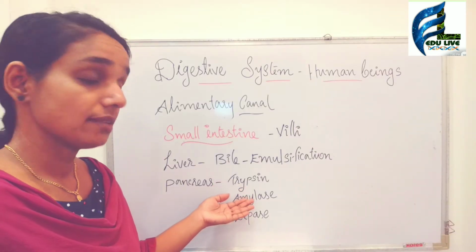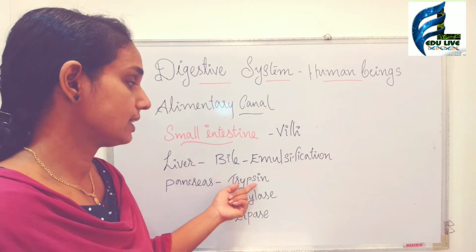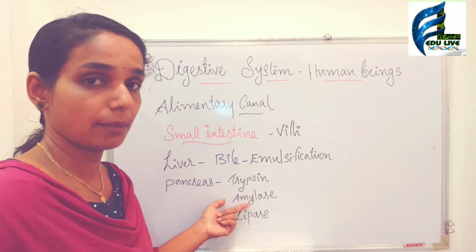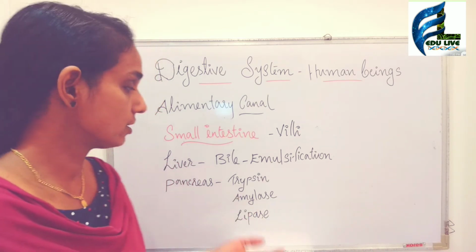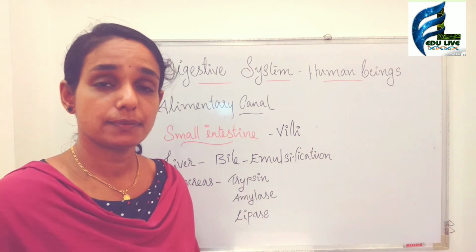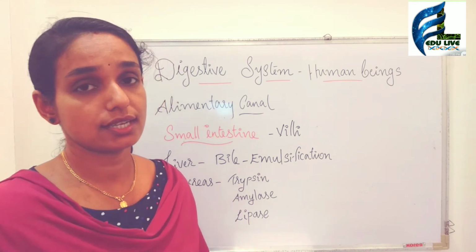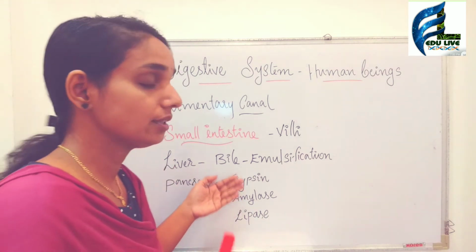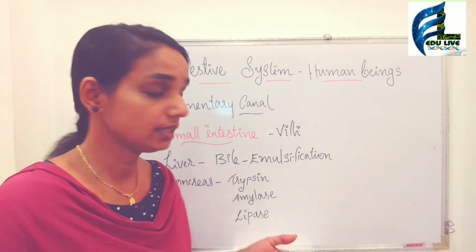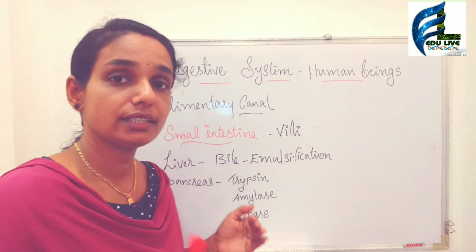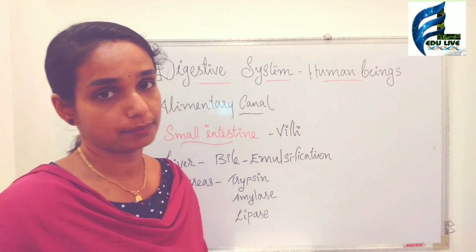These are the enzymes of pancreas. The first one is trypsin, and the second one is amylase, and the third one is lipase. Then what is the function of trypsin? Trypsin is also a protein digesting enzyme. It converts the protein into peptone. Okay, remember, trypsin converts the protein into peptone.